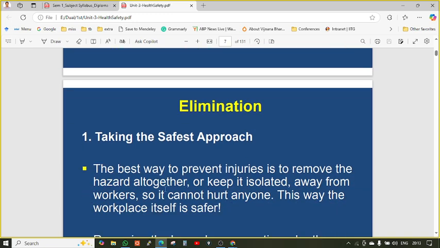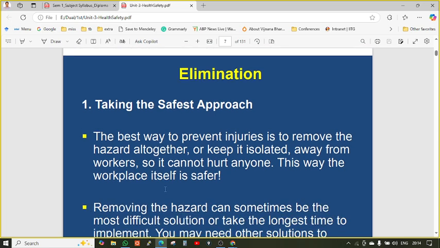The first thing is called elimination. Elimination means, in English, to avoid, taking the safest approach. The best way to prevent injury is to remove the hazard altogether, so it is isolated and away from the workers and cannot harm anyone. This is the safest and first step to not get injured. For example, we have so many examples.